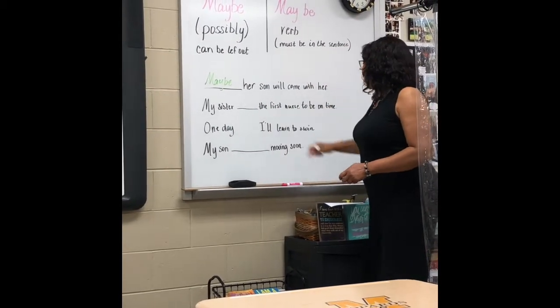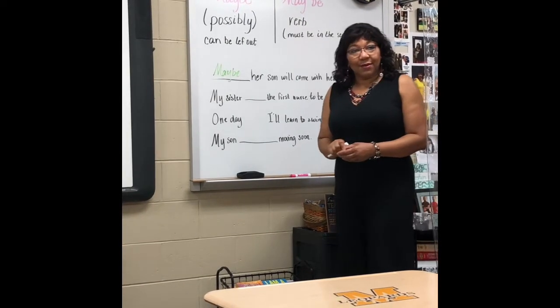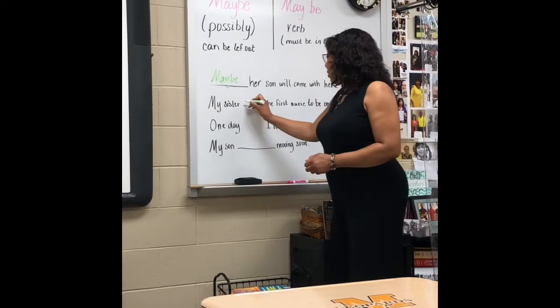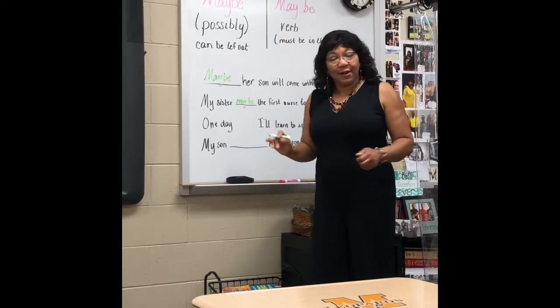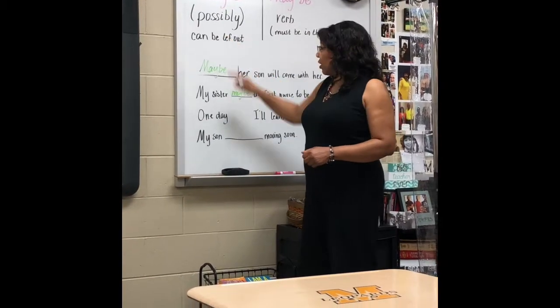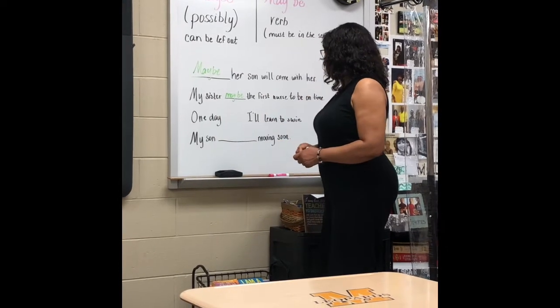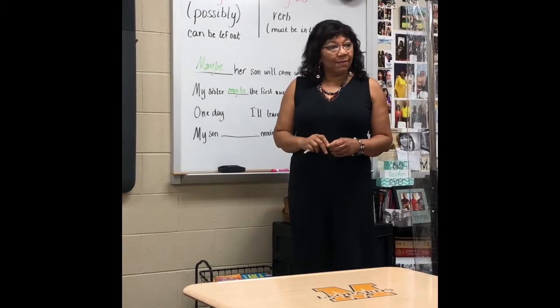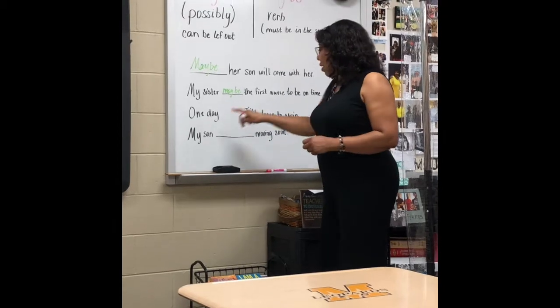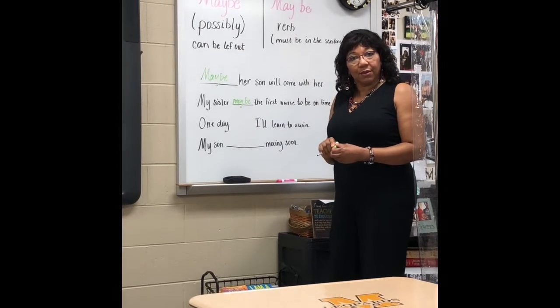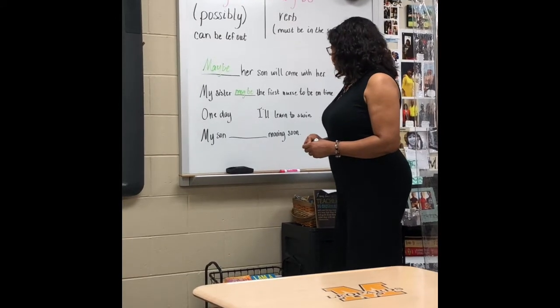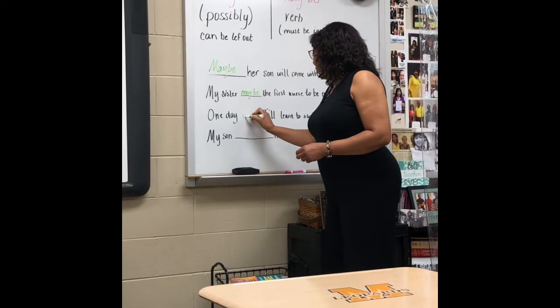Okay, this one. My sister may be the first nurse to be on time. Maybe. The verb. So we know if it's the verb, then what? You can't leave it out. Can we insert possibly? Can you say, my sister possibly the first nurse to be on time? No. It doesn't have a verb. Very good. One day, maybe I'll learn to swim. Because one day, possibly I'll learn to swim.